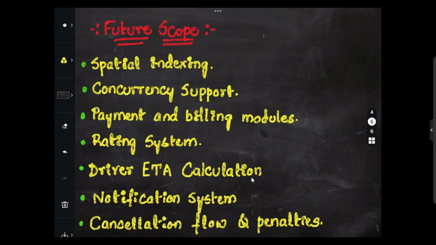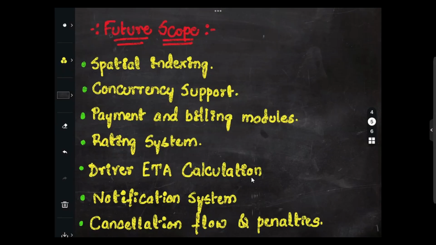Let's come to the last part, the final part: future scope. When I say future scope, it means that before writing the code, we should keep these things in mind. First one is spatial indexing, according to the problem.